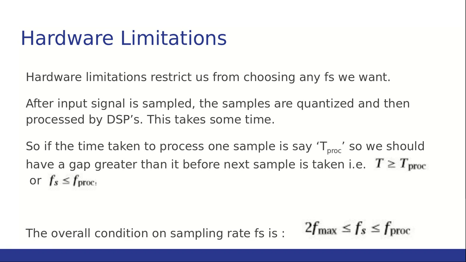After the input signal is sampled, the samples are quantized and then processed by the DSP, and this takes some time. So if the time taken to process one sample is say t proc, we should send in the next sample only after this has been completely processed. That is, the time difference between sampling of two samples should be greater than or equal to t proc, which in frequency terms converts to fs being less than or equal to f proc. So the overall condition on the sampling rate is 2 f max less than or equal to fs less than or equal to f proc.